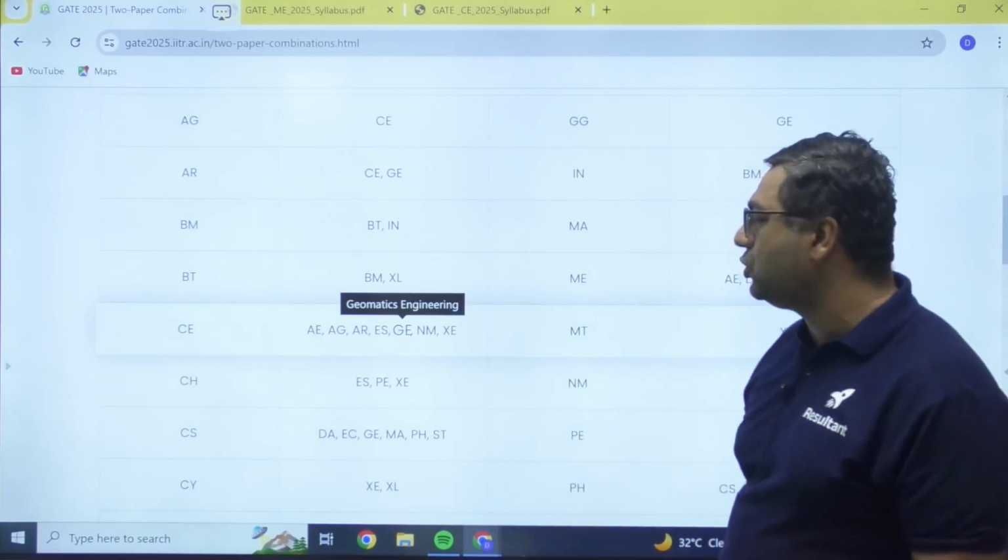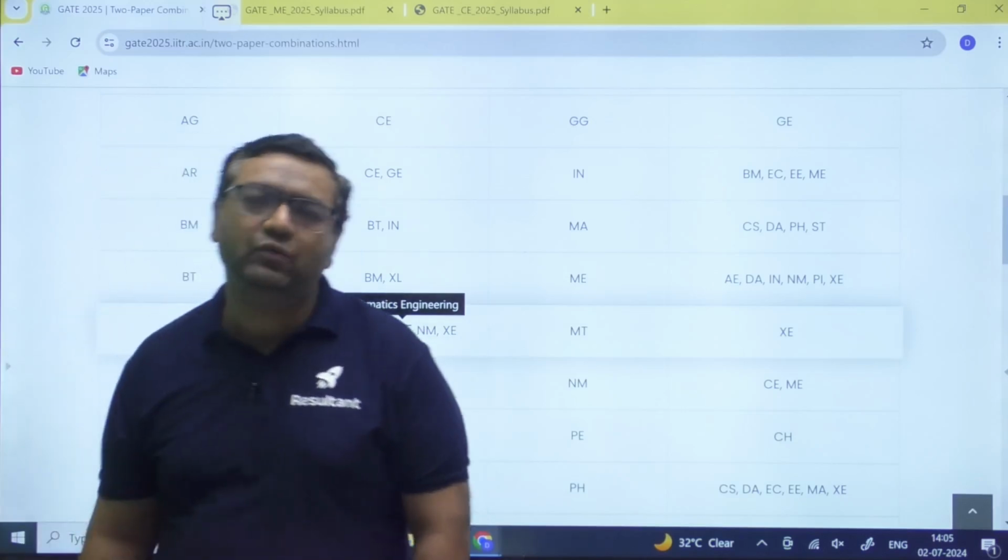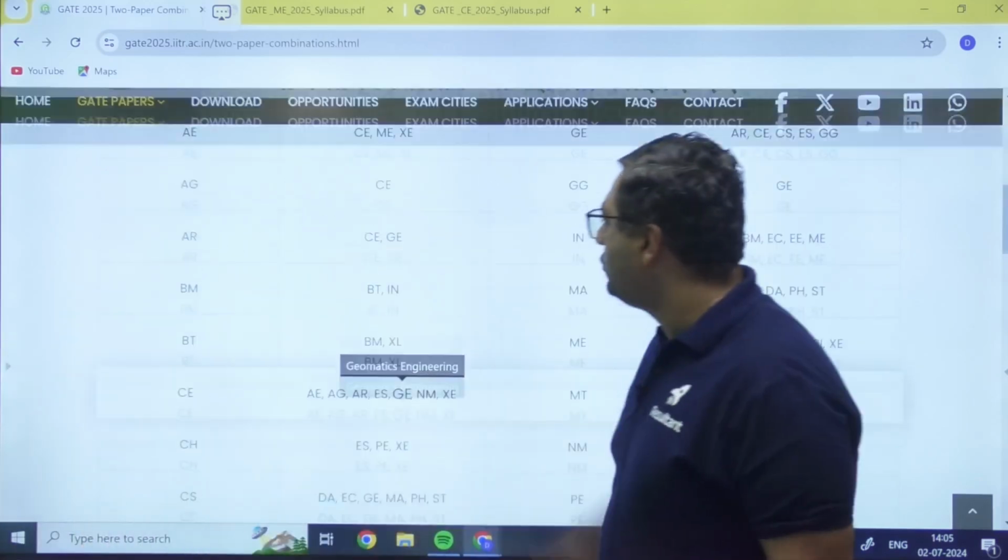Nowadays students are also giving DA, data science, artificial intelligence. If you have interest in that, definitely you can go for it. So guys, now we will move to the next heading.